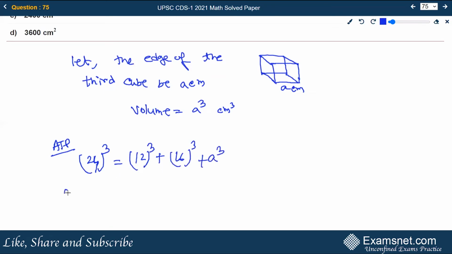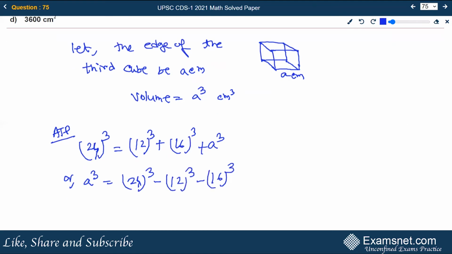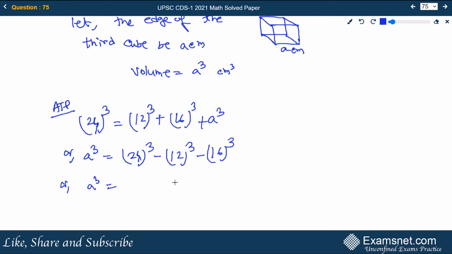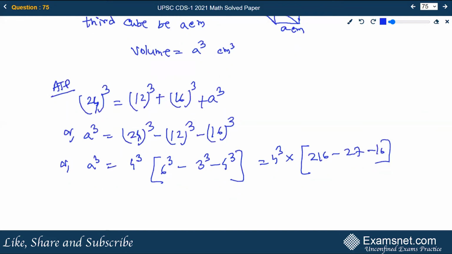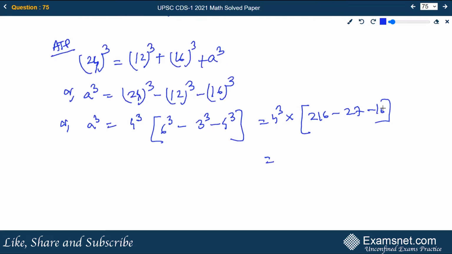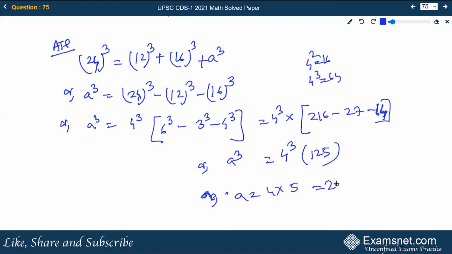So here I can write a cube equals 24 whole cube minus 12 whole cube minus 16 whole cube. After further calculation, from here I can take 4 cube common, right? So it will become 6 whole cube minus 3 whole cube minus 4 whole cube. That will result in 216 minus 27 minus 16. Okay, it will be 64, not 16. 16 is 4 square, when we do square of 4, we get 16. 4 cube is 64. So that would result in 4 cube times 125 equals a cube. Now the value for a will be 4 multiplied by 5, that is 20 centimeter.